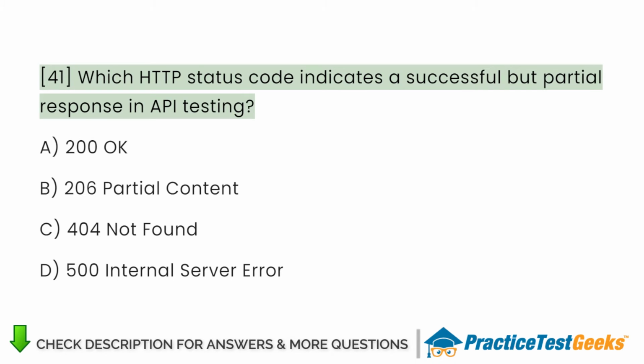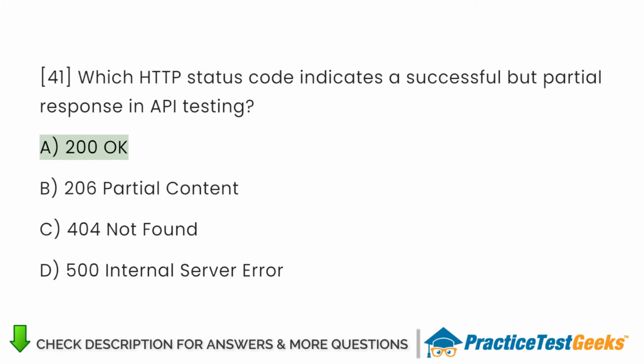Which HTTP status code indicates a successful but partial response in API testing? A. 200 OK. B. 206 Partial Content. C. 404 Not Found. D. 500 Internal Server Error.